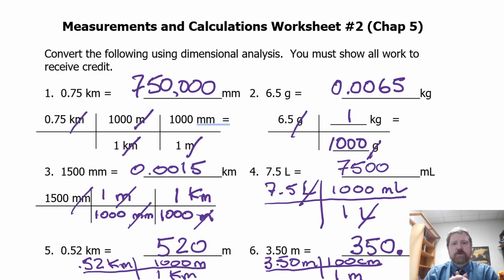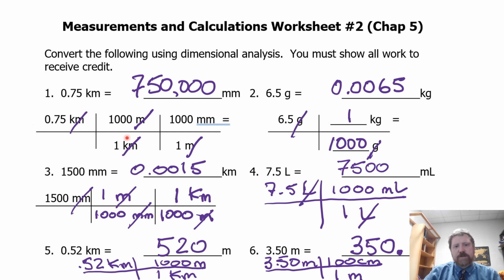Okay, worksheet 2 has all of this dimensional analysis stuff on it. And we start with number 1, and the setup is already there. We start with kilometers, so they wrote the ratio between kilometers and meters. 1 kilometer is 1,000 meters. And then they wrote another ratio, 1 meter is 1,000 millimeters. And it's set up with the given right here.